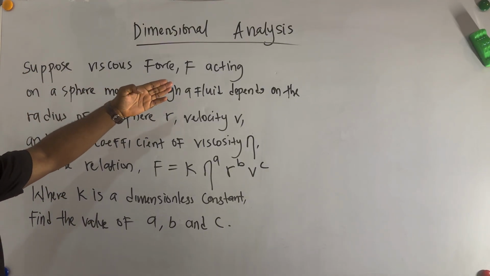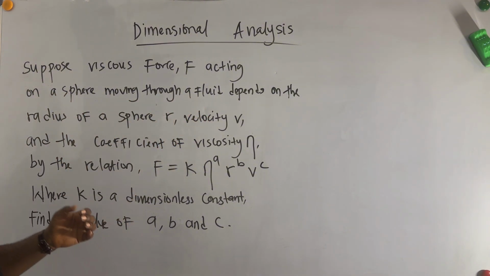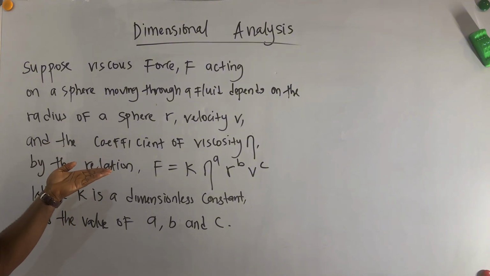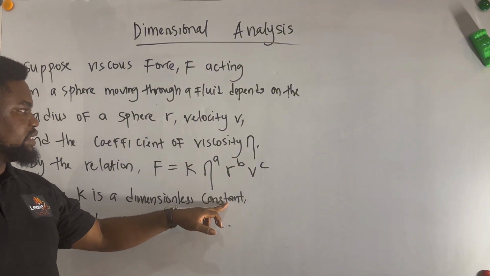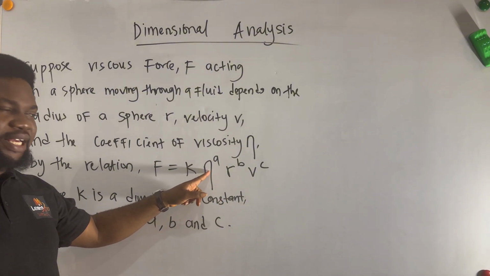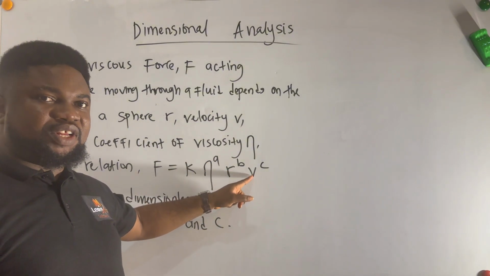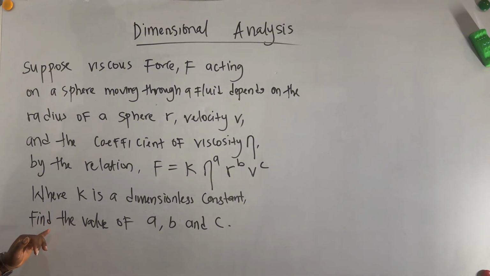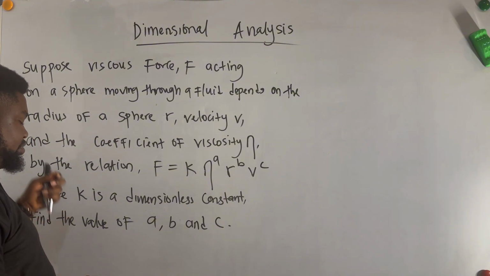Suppose viscous force F acting on a sphere moving through a fluid depends on the radius of the sphere, r, velocity v, and the coefficient of viscosity eta by the relation. F stands for force, K stands for dimensionless constant, the symbol eta stands for viscosity, r radius, v velocity. Yes, find the values of A, B, and C.